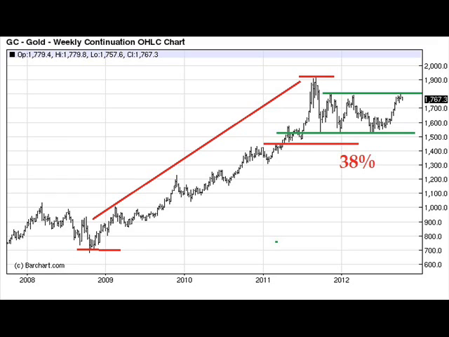Let me now show you something that you probably have never seen before and may never see again. Let me overlay this chart with some very simple astrology using the planet Pluto. Take a look.